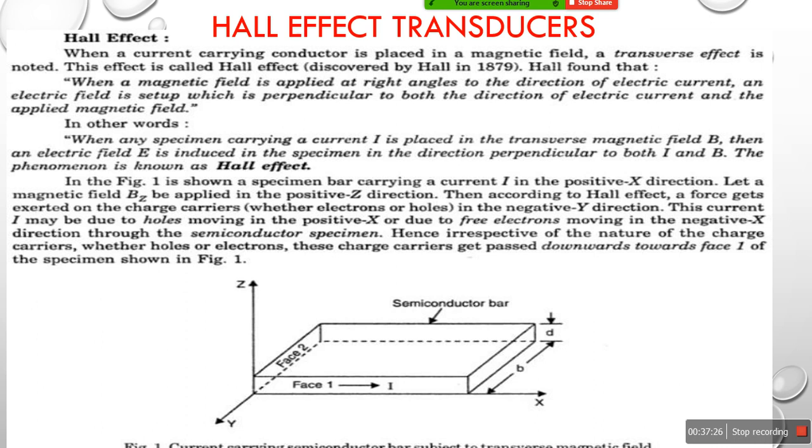And this current I may be due to the holes moving in the positive x direction, or due to the free electrons moving in the negative x direction through the semiconductor specimen. That means this magnet, after being placed for a short amount of time under the influence of the electric field, will try to attract the charge carriers. So these charge carriers present in both of these fields, the electrons or holes, will get multiplied.